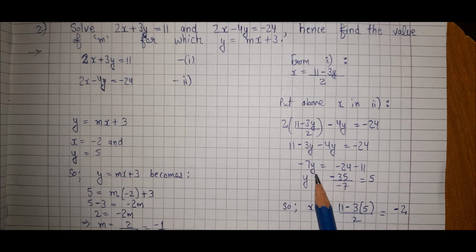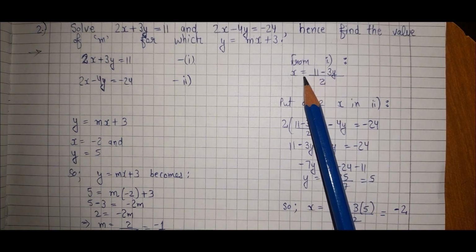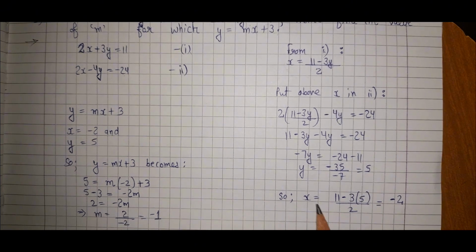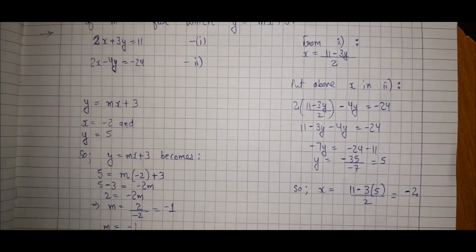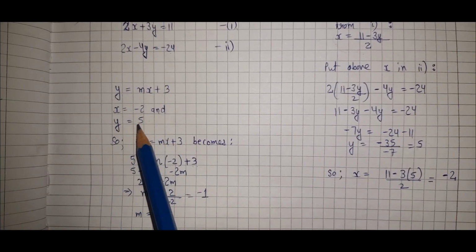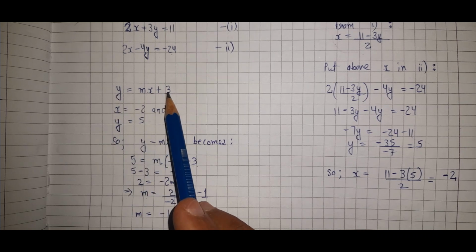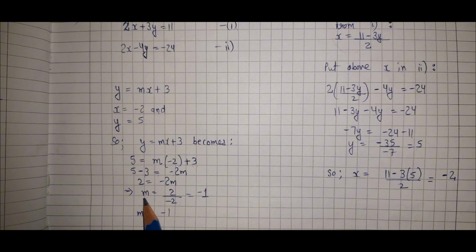Now, put y is equal to 5 in this equation. Instead of y, put 5. So we will get x equals to -2. x is equal to -2 and y is equal to 5. Now put this value of x and y in y = mx + 3. Then we will get m is equal to -1.